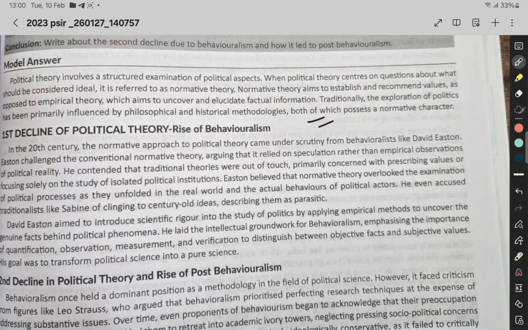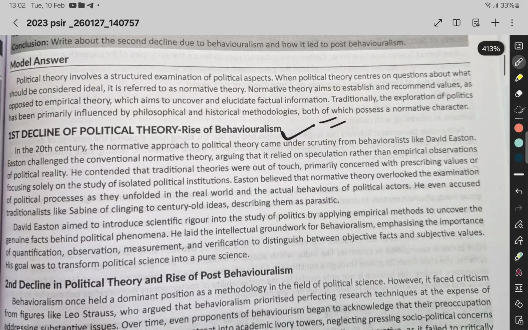First, decline of political theory: the rise of behavioralism. In the 20th century, the normative approach to political theory came under scrutiny from behavioralists like David Easton. Easton challenged conventional normative theory, arguing that it relied on speculation rather than empirical observation of political reality. He contended that traditional theories were out of touch, primarily concerned with prescribing values or focusing solely on the study of isolated political situations.